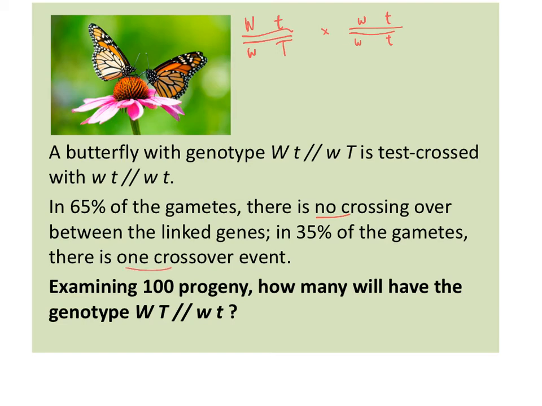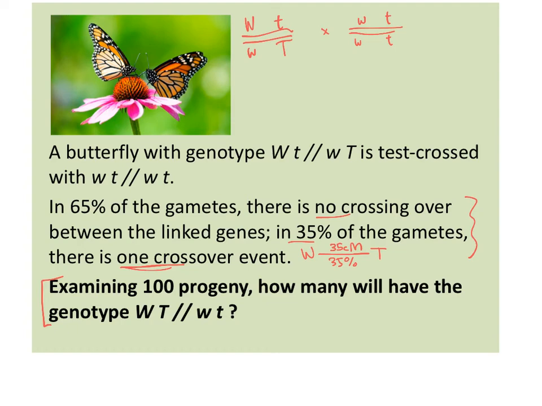So before we go on to this bottom question, what does this central paragraph tell us about linkage of the genes? Take a moment, pause the video, and think about how far apart W and T are on the chromosome. Well, if we see recombination, crossing over, in 35% of the gametes, then W and T must be 35 centimorgans apart. Recombination occurs 35% of the time.